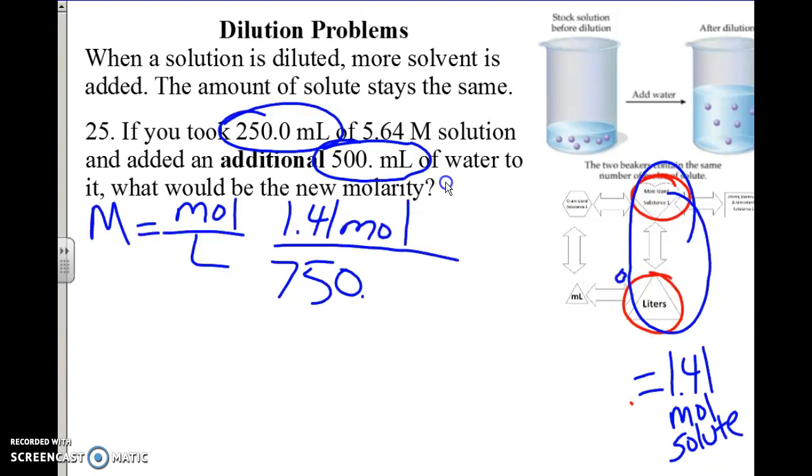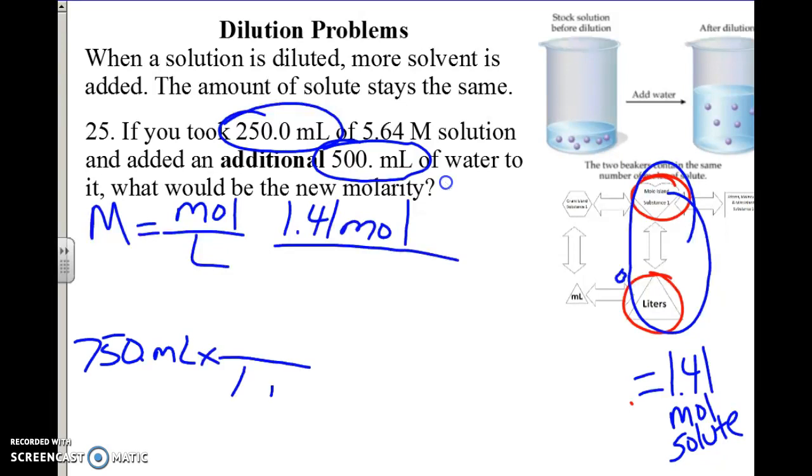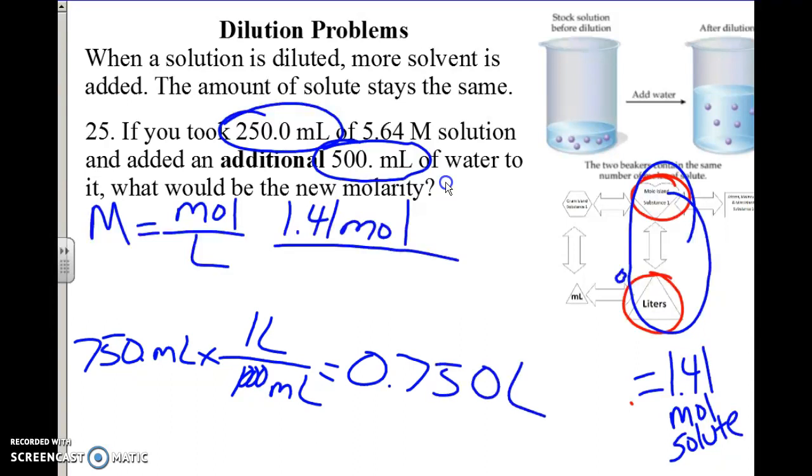There's two ways you can do it. You can go through the factor label problem of converting milliliters to liters. So 750 milliliters, and there's 1,000 milliliters in 1 liter, and get your answer of 0.750 liters. Or if you're capable of doing it in your head, you can always do it in your head. That is fine.